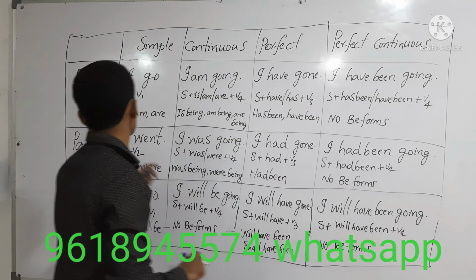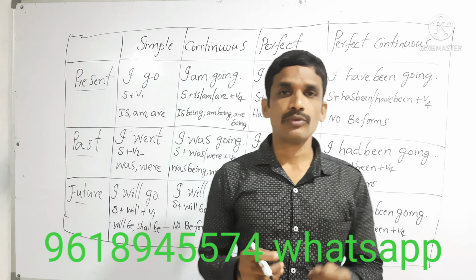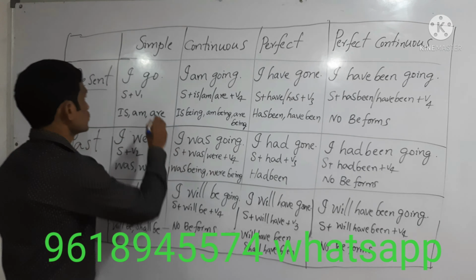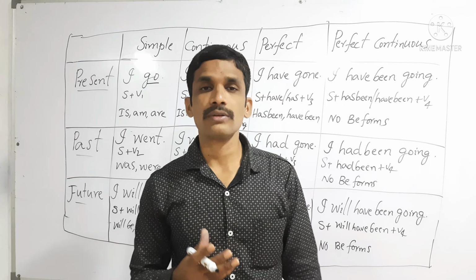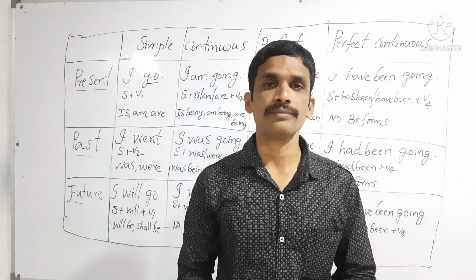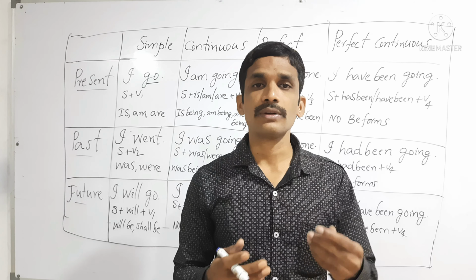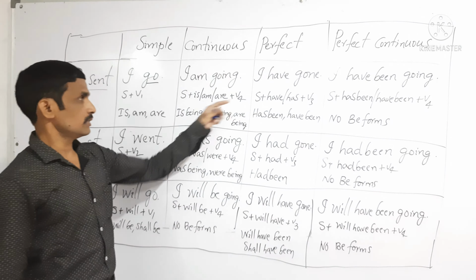The structure of this simple present tense: subject plus verb 1. Subject plus first form of the verb will be there. For example, go is the first form of the verb, and the second form of the verb for go is went, and the third form of the verb for go is gone, and the fourth form of the verb for go is going. V1 plus ing is equal to V4.